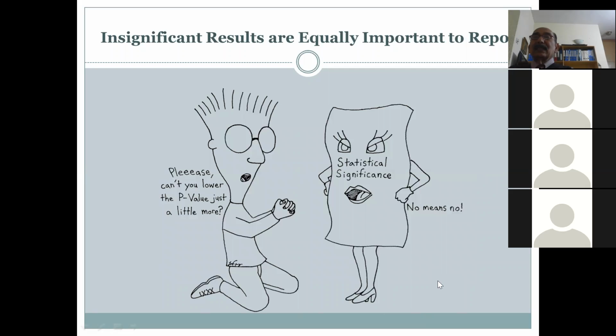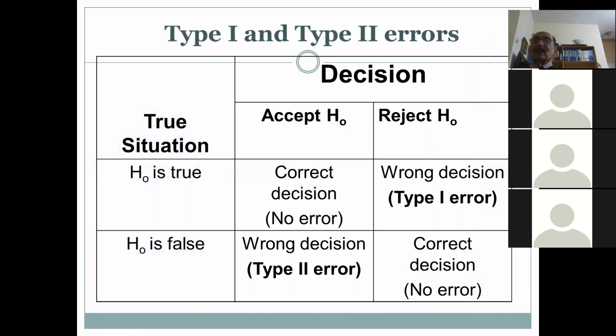Insignificant results are also equally important. They must be reported also. You should not pressurize the statistician or somebody expert in data analysis to make your p-value less than 0.05. One can make the p-value lower by manipulation of data, but that should not be done.